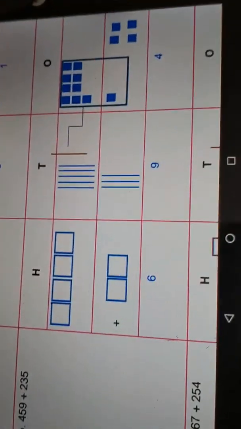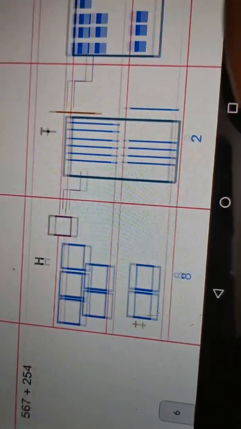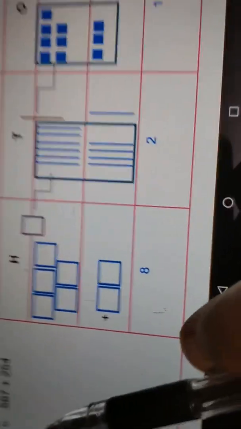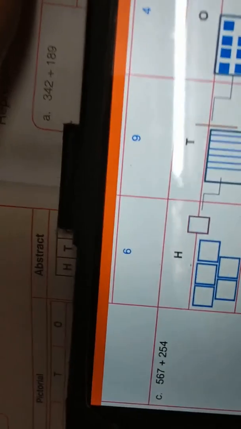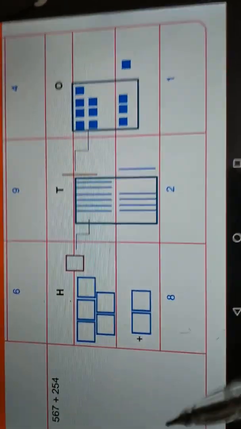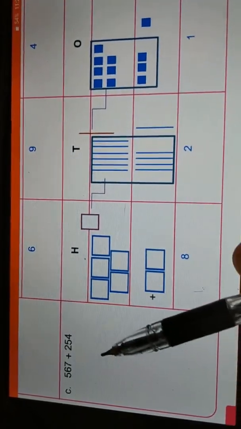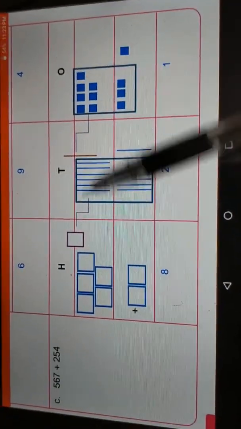Okay students, I hope your work is complete. Now we will start the next sum. So in the last, 567 plus 254 is there. So we have to draw the place value boxes: ones, tens and 100.